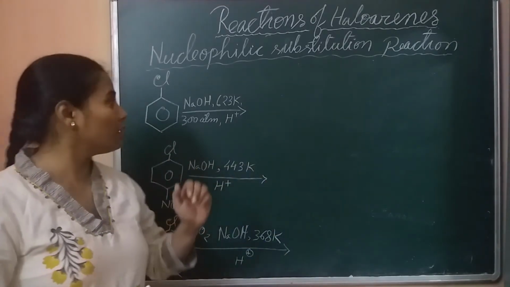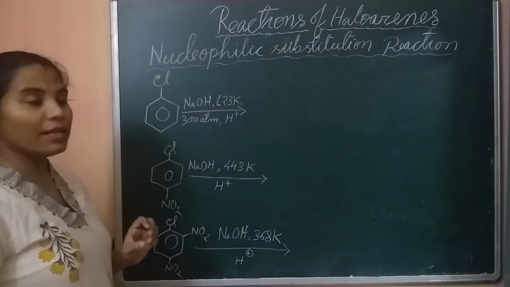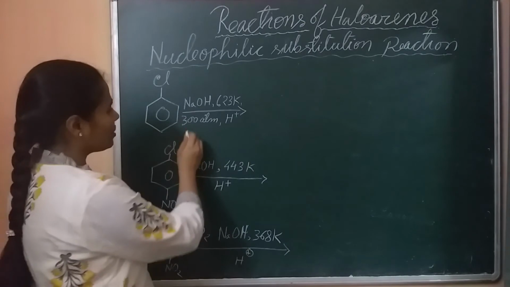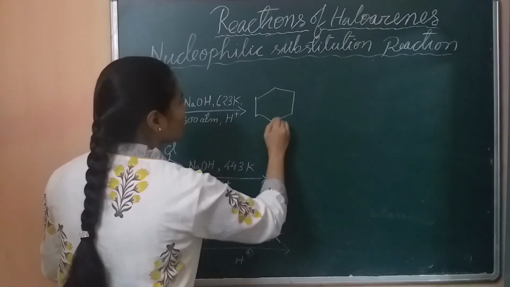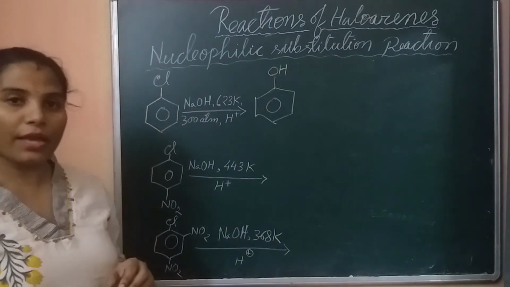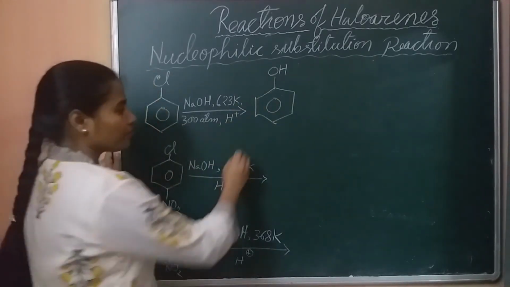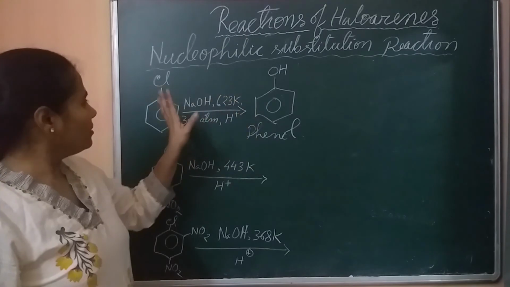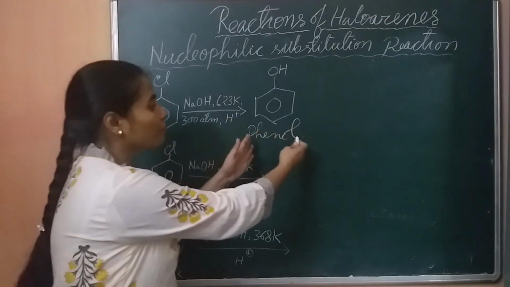to undergo the nucleophilic substitution reaction. Now let's see some reactions. Here I have taken chlorobenzene and put sodium hydroxide, and the temperature is 623 Kelvin, a very high temperature, and 300 atmosphere high pressure. It will undergo nucleophilic substitution reaction, and in place of chlorine there will be an OH group. We get the phenol. Here it is chlorobenzene and we get the phenol. This haloarene under normal condition cannot produce phenol.